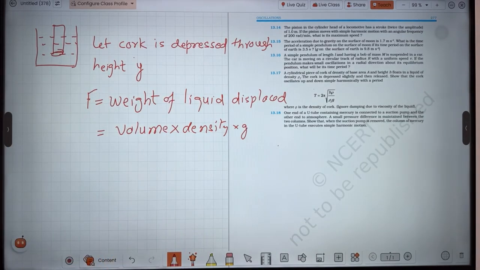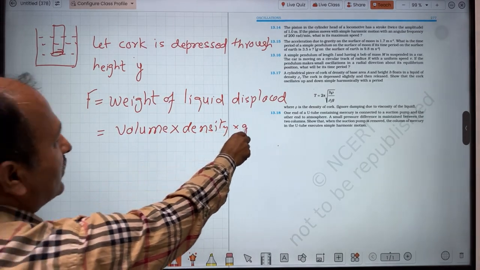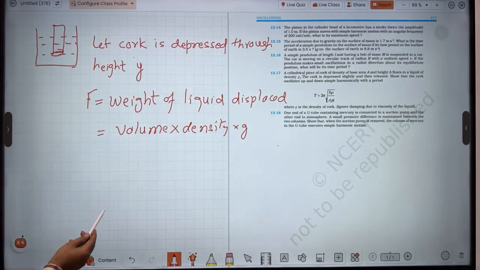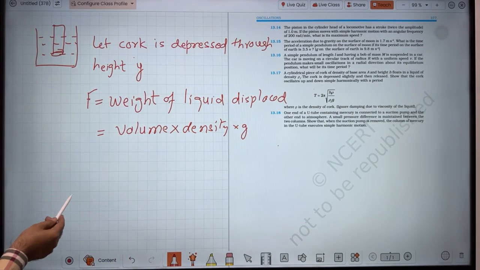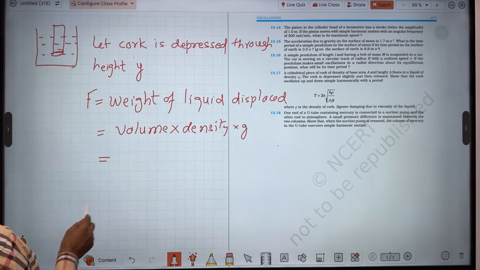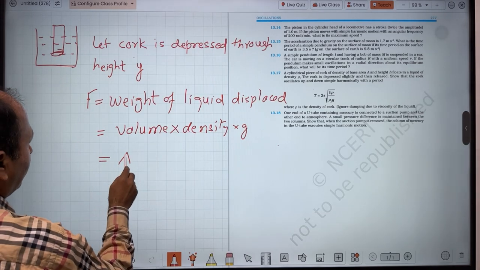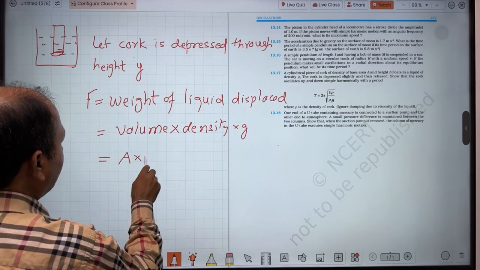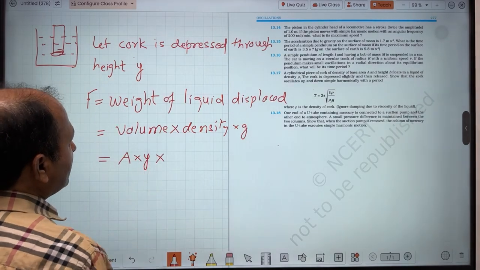So this mass, volume into density into G, this will become weight. Although it will be restoring force, so it will be of negative sign. Later on we will make use of that sign. First let's evaluate. So we assume that area is A and height through which it is depressed is Y.